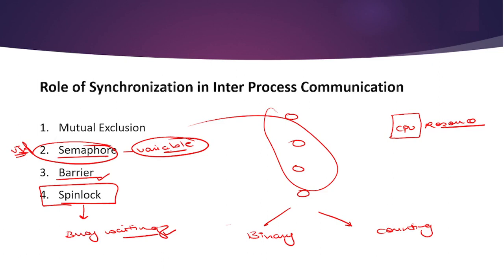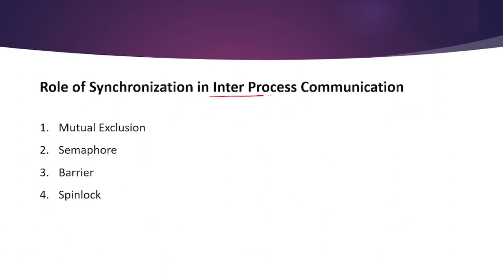So that's why interprocess communication uses synchronization. All these are the four important roles provided by IPC for the synchronization of the processes.